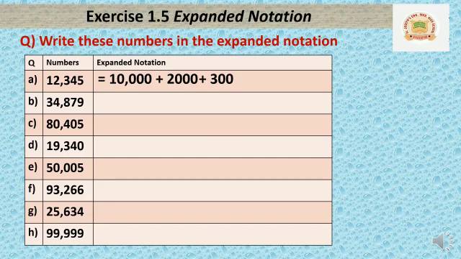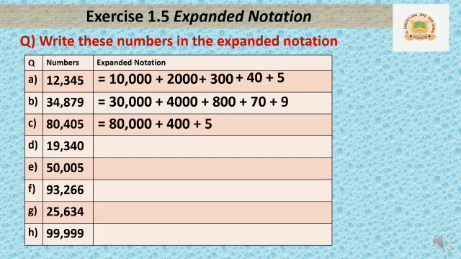Now in the tens place, which digit are we having? 4. That becomes plus 40. Then in the ones place or units place, we are having 5. That is plus 5. This is the method of writing the expanded notation. Let us do the B question. 34,879 expanded notation equals 30,000 plus 4,000 plus 800 plus 70 plus 9. Let us do the C question. 80,405 expanded notation equals 80,000 plus 400 plus 5.